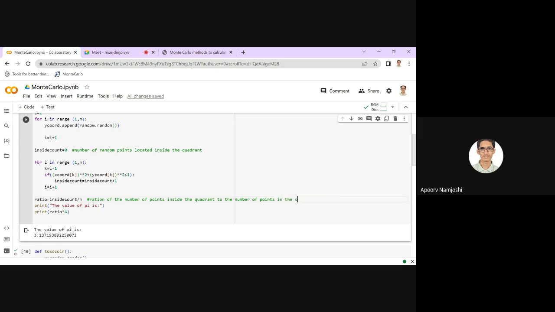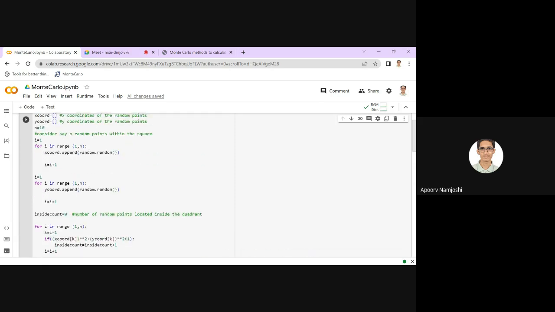In the square. Okay. And that is given like this. We are approximating this ratio, and it is given to us that the ratio is equal to pi by 4. So based on that, we can find the value of pi.